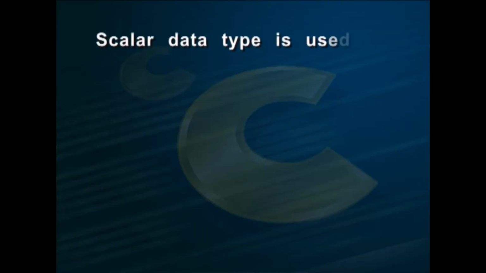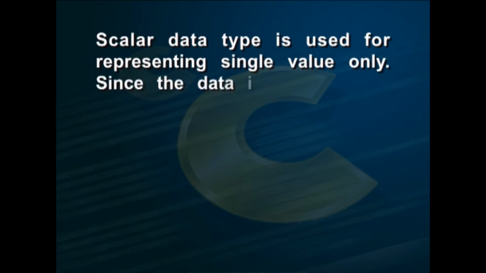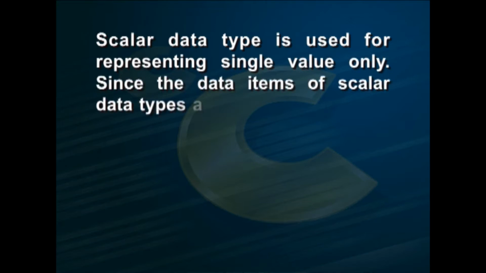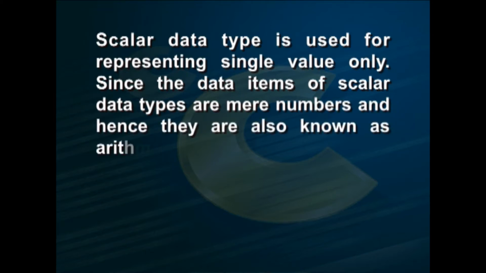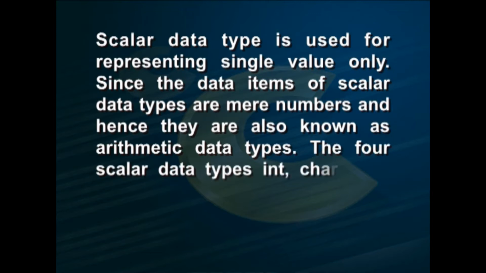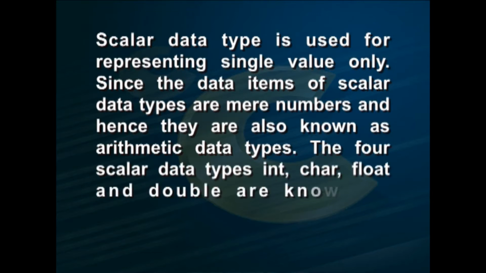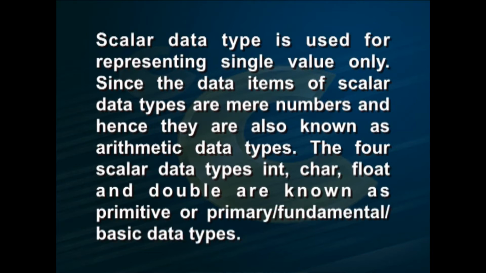As you know, scalar data type is used for representing a single value only. Since the data items of scalar data types are mere numbers, they are also known as arithmetic data types. The four scalar data types are integer, character, float and double. They are known as primitive or primary or fundamental or basic data types.